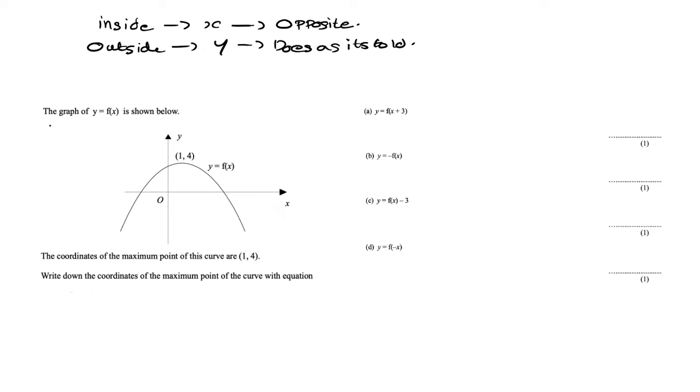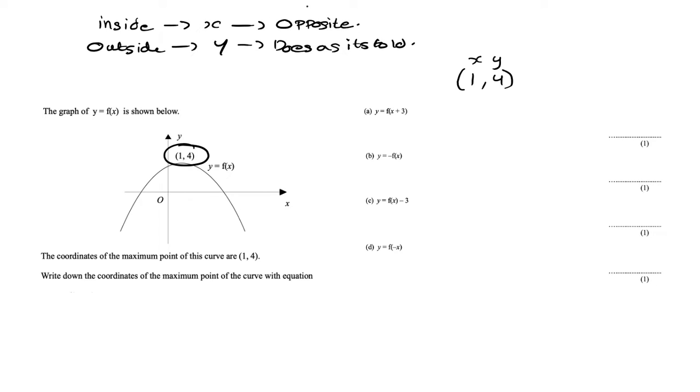Okay, so if we look at an example now, y equals f of x plus 3. Now it's inside the bracket, so it's going to change the x-axis and it's going to do the opposite. We have the coordinates 1, 4, so we're going to use those coordinates. Remember, the x coordinate is 1 and the y coordinate is 4.